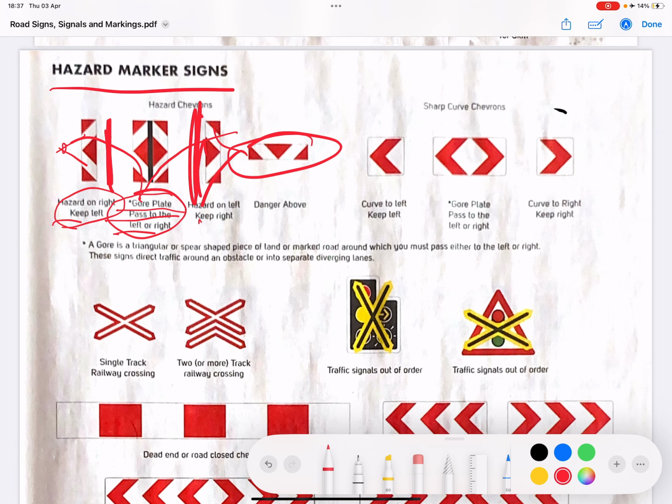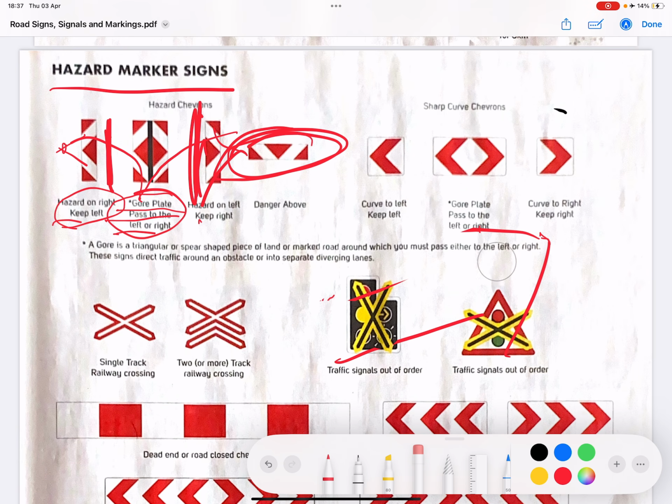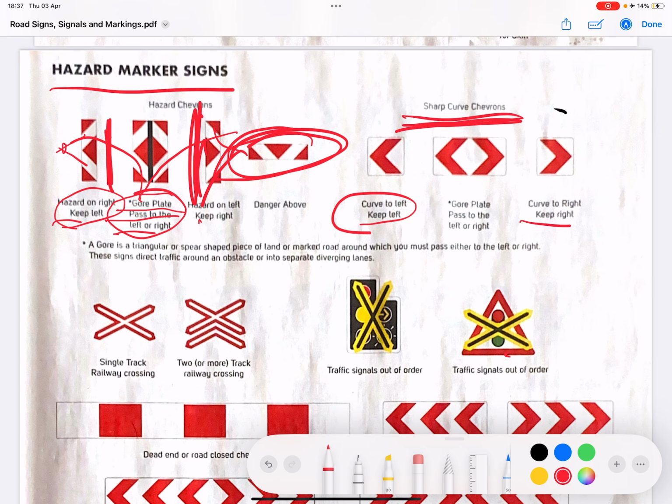This one marks the structure overhead. If maybe you have a bridge, and this bridge is of a certain height, they take this sign and then they put it here, okay? They put it here, right? And then they'll write the height restriction. And then you have what we call the sharp curve chevron. Sharp curve chevrons, these ones. Sharp curve to the left, sharp curve to the right. These are pretty easy, okay?